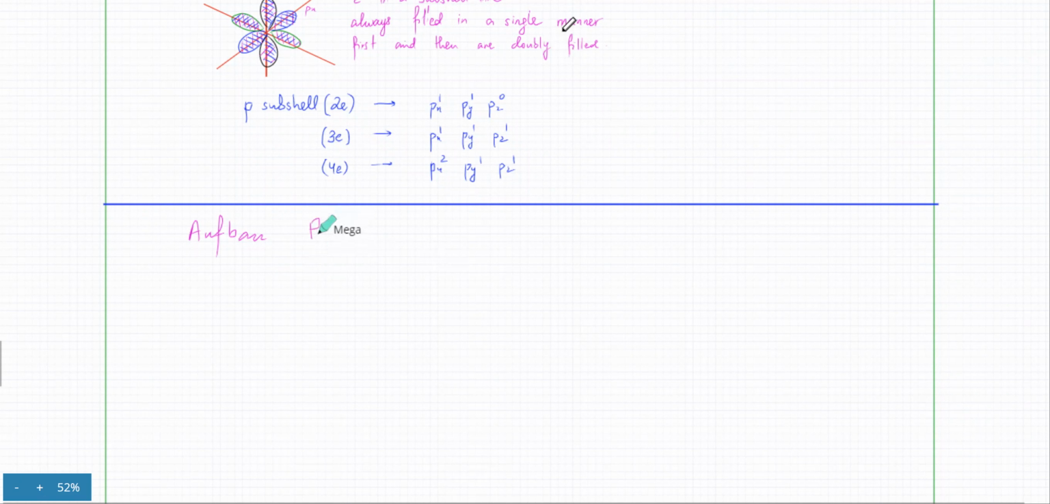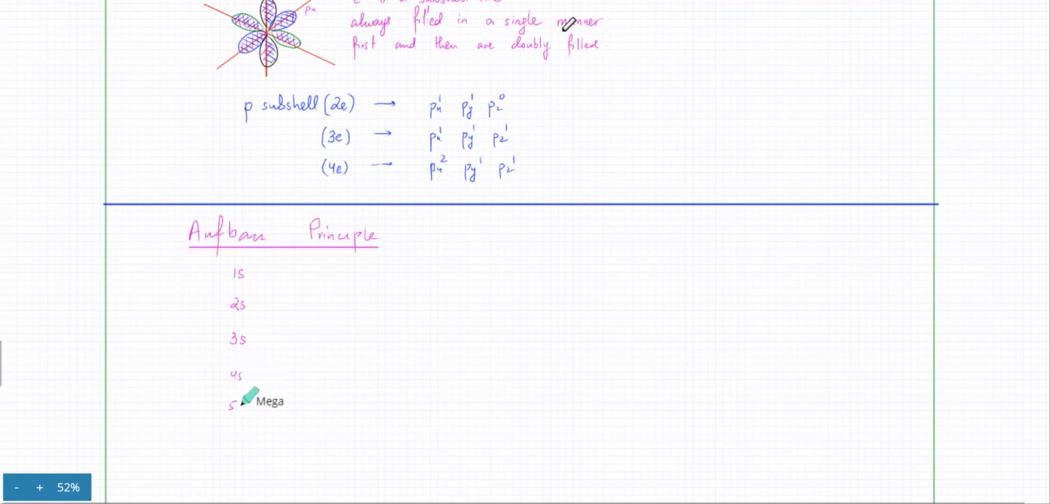So the Aufbau principle tells us how to actually fill or write an electronic configuration. This table is simple. It's 1s, 2s, 3s. This big number represents the energy level.